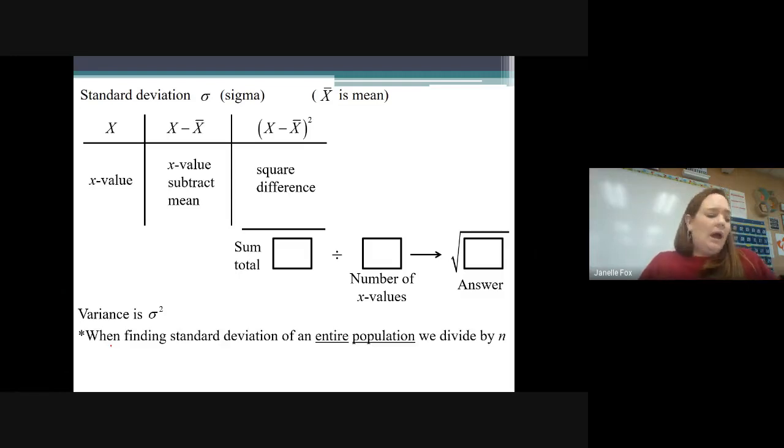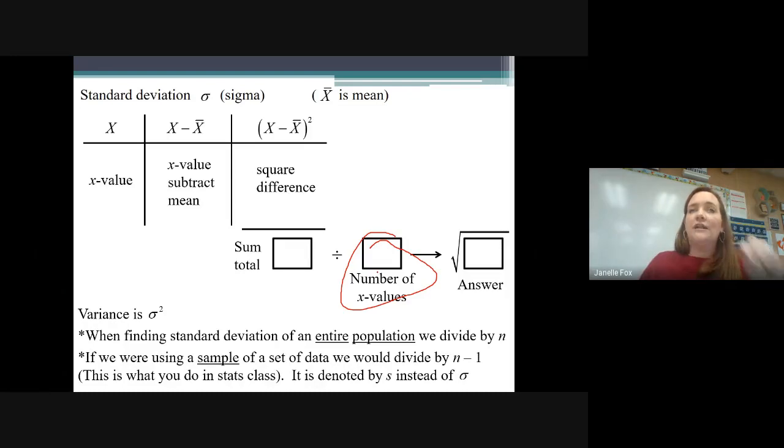A couple of fun little notes. When you find the standard deviation of an entire population, where you know all the data for everything, you divide by n to get this spot right here. You divide by n if you know every single data point.